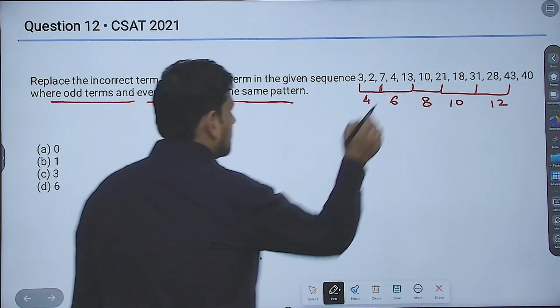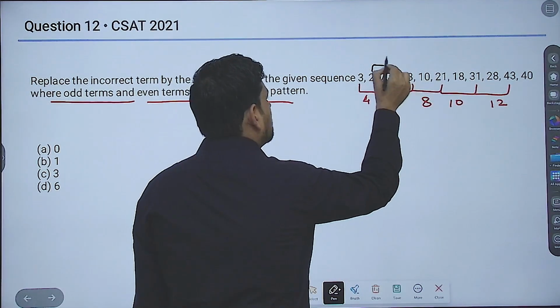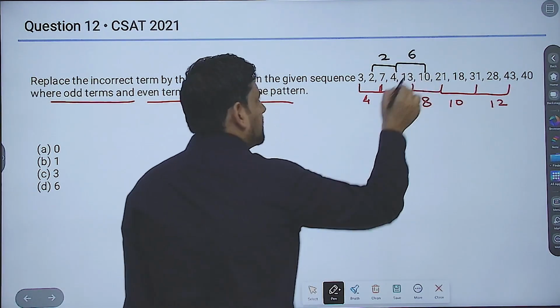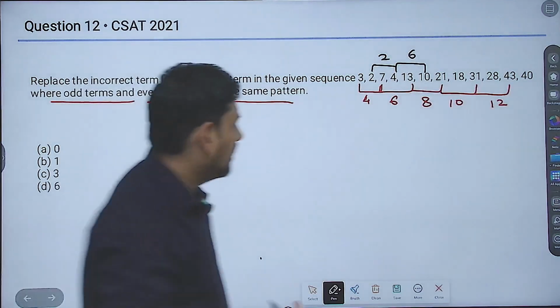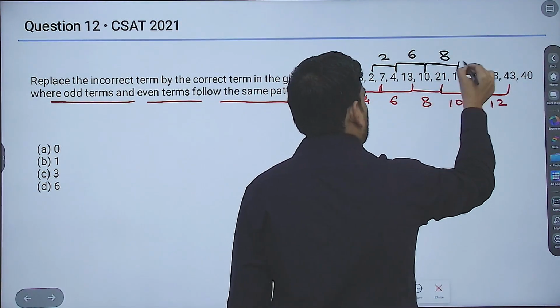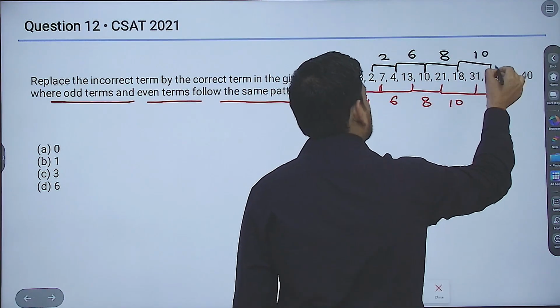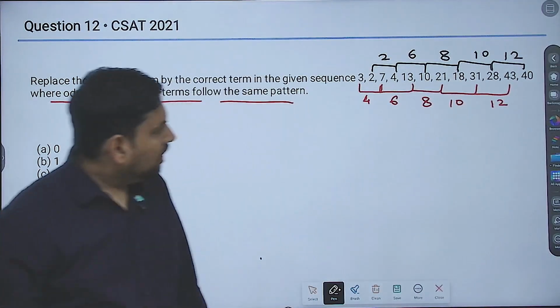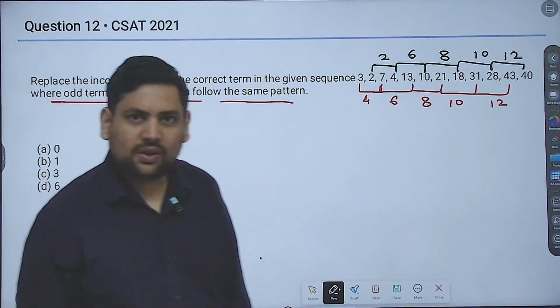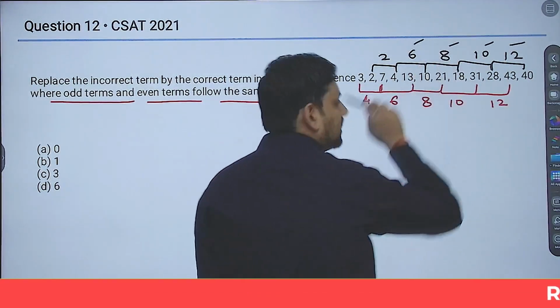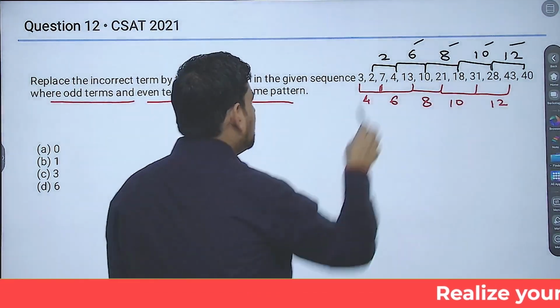Then let's try for the even numbers. What is the series? So 2 and 4, what is the difference? 2, fine. Then 4 and 10, the difference becomes 6. Okay, let's move forward. 10 and 18, this becomes 8. Then 18 and 28, this becomes 10. And 28 and 40, this becomes 12. Now, can you see there is a fault in the pattern? So this is 12, then 10, then 8, then 6. But then after that you are getting 2.